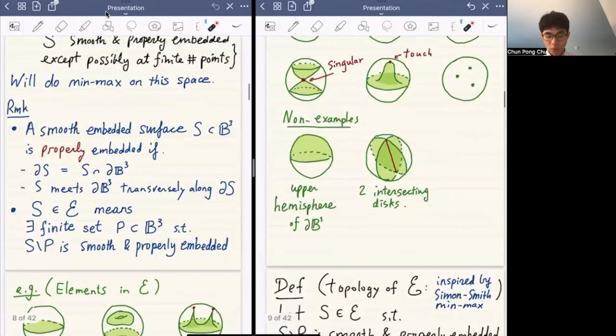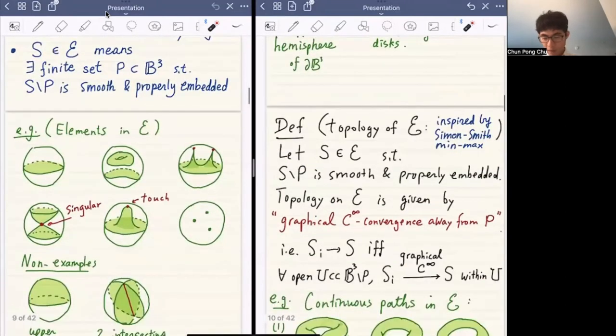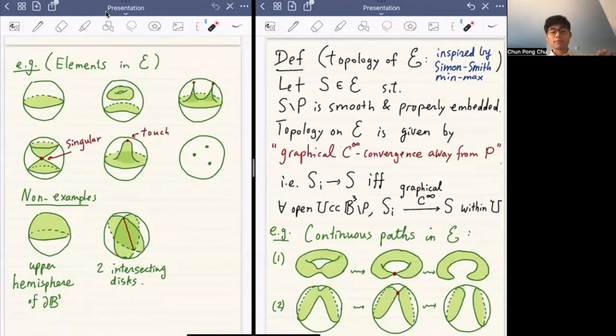So let me be more precise. What do I mean by that? So let us define on E a topology first, because otherwise it's not a space. So what is the topology we consider? It's basically the smooth topology, except around those points of singularities. So if you have a surface S that is an element in E, such that S take away a finite set of points P is smooth and properly embedded, then the topology on E is given by graphical C infinity convergence away from the singular set P.